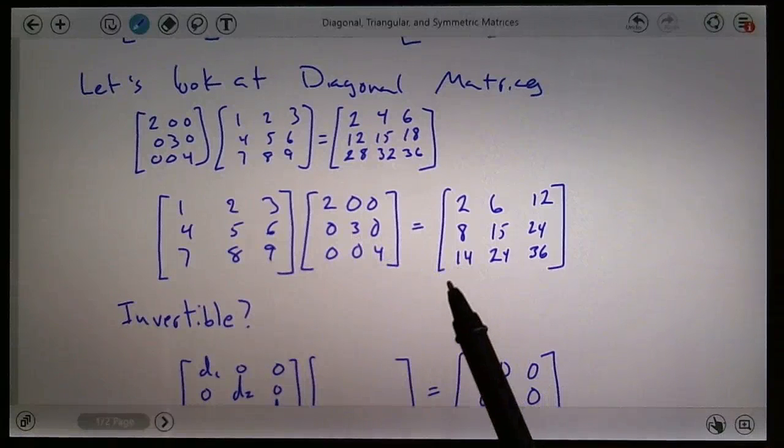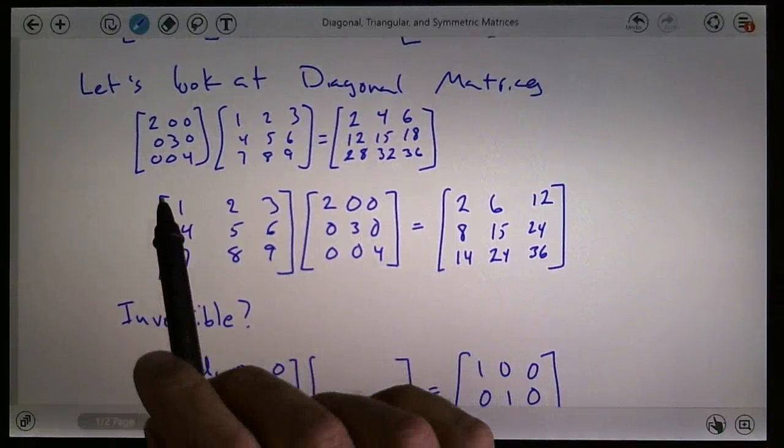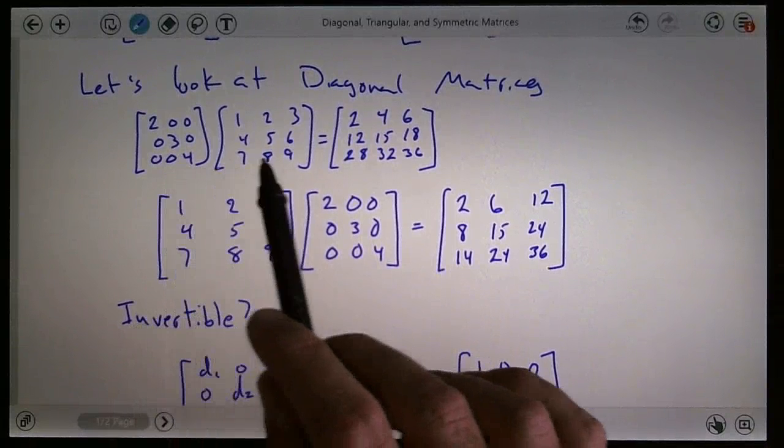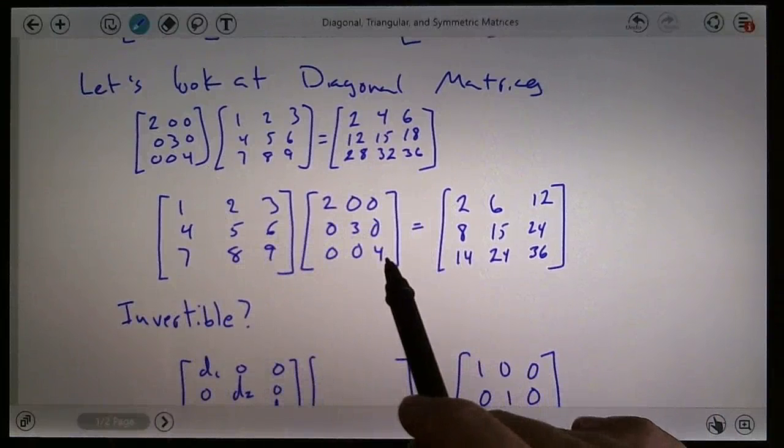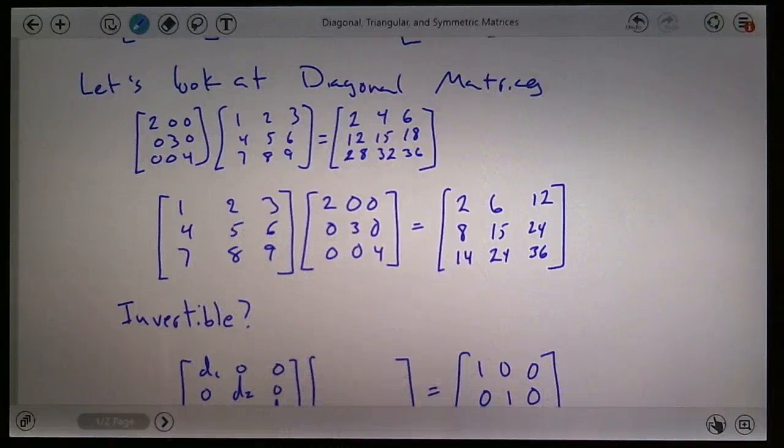Right? So anyway, multiplying by a diagonal matrix on the left multiplies the rows by the corresponding diagonal entries, and multiplying by a diagonal matrix on the right multiplies the columns by the diagonal entries.